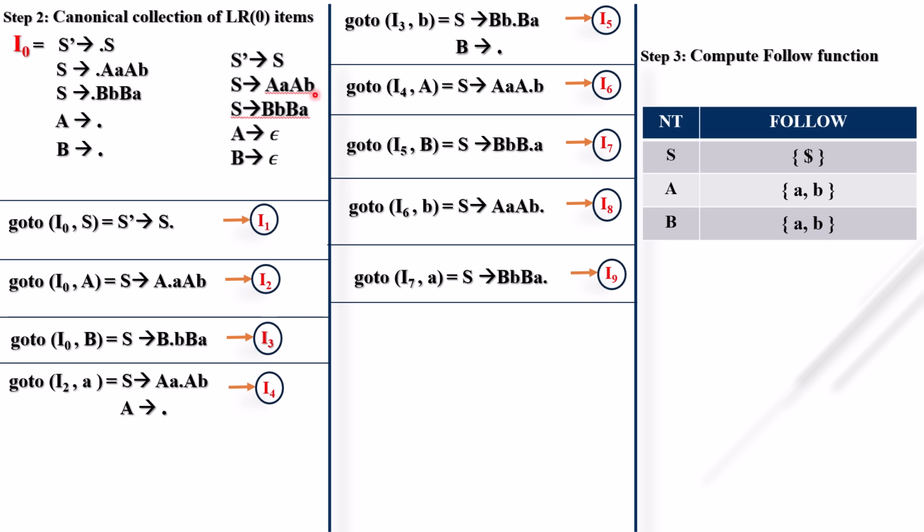Okay, similarly what is the follow of B? You can see on the right hand side of the production here. What is the follow of B? First one is small b and second one is small a. So what is the answer? a and b.